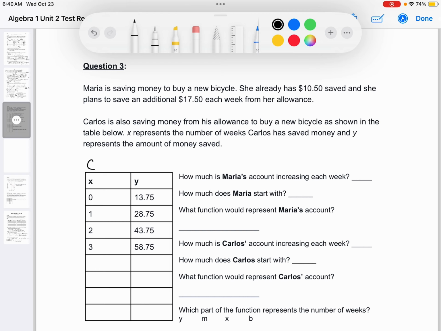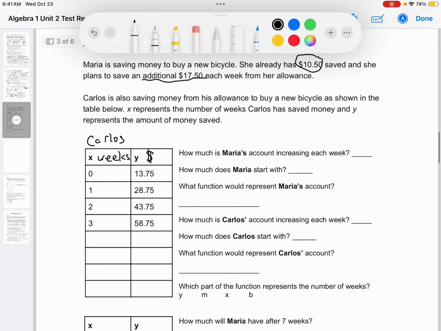So this is a table of Carlos, and it tells us that X is the weeks, and Y is the amount saved. Okay? And then up at the top, we have Maria is saving for a new bicycle. She already has $10.50 saved, and she does an additional $17.50 each week. Okay? I'm going to show you 2 different ways that you can solve this problem. First one is by going through these questions.